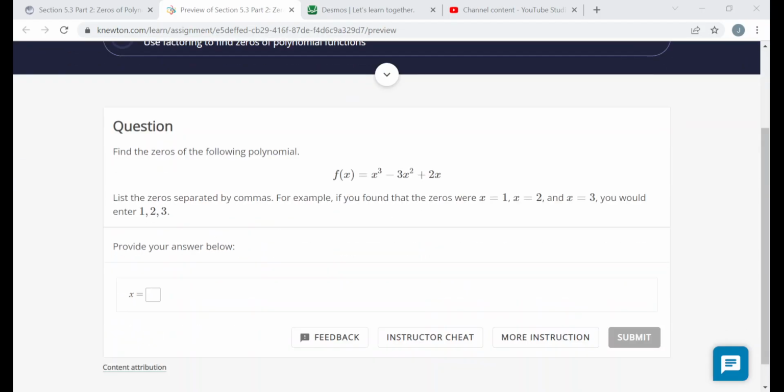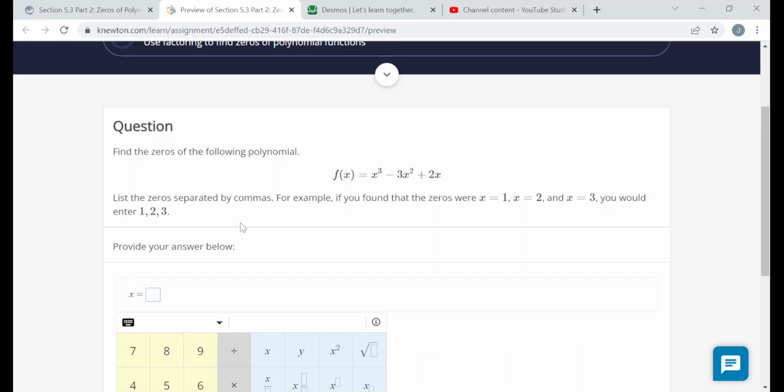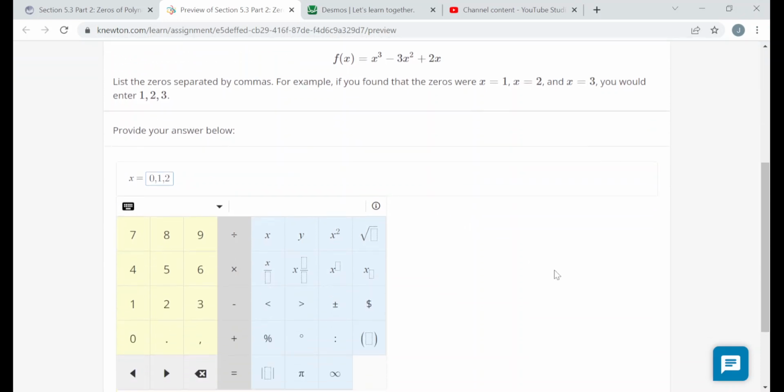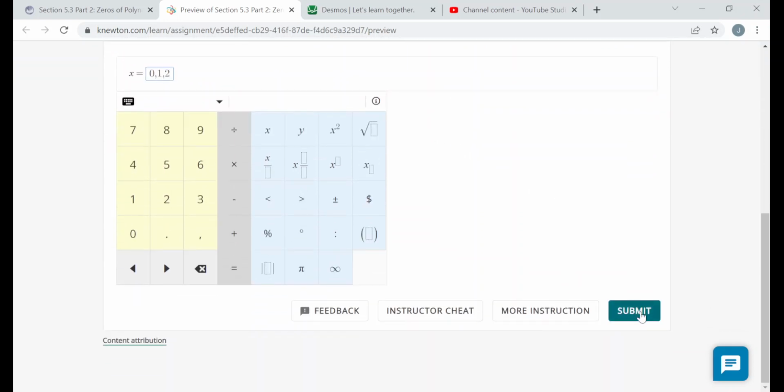Now look how they want you to just enter. They already have x equals here, right? They just want you to enter the numbers that are zeros separated by commas. So 0 is a 0, 1 is a 0, and 2 is a 0. And that's it. 0, 1, 2.